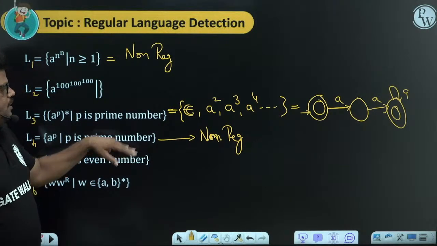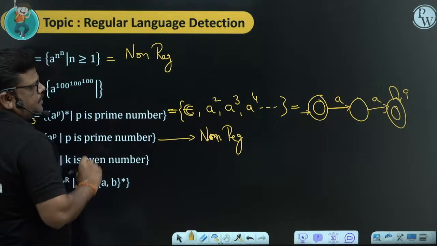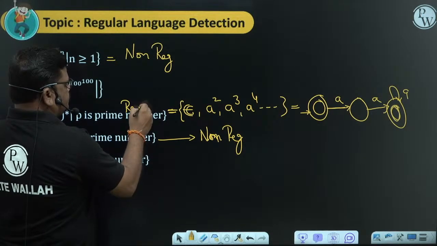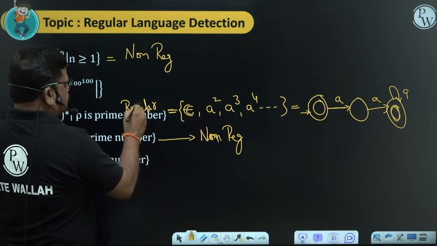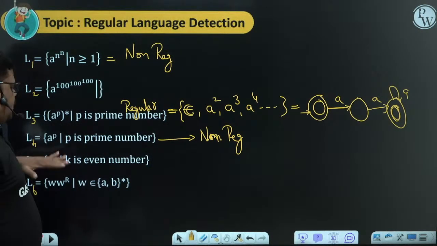So this is non-regular, but this is regular. So that's why L3 comes under regular. Now let us see what about L5 here.